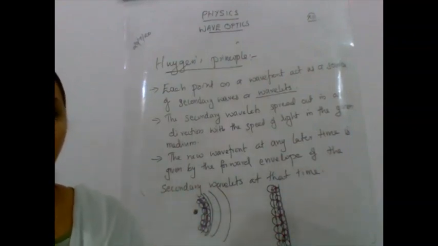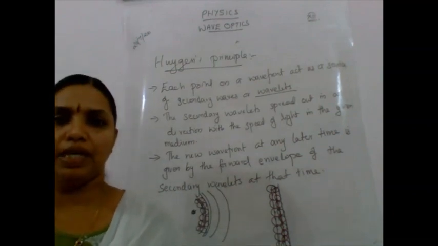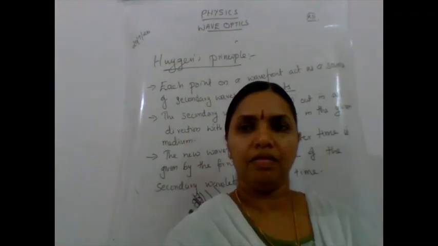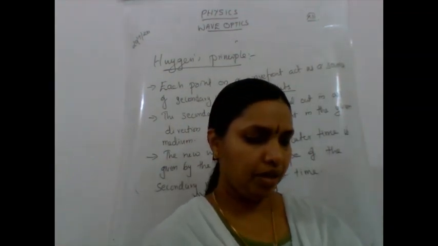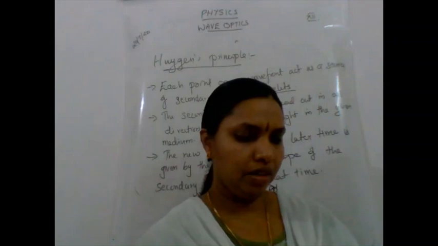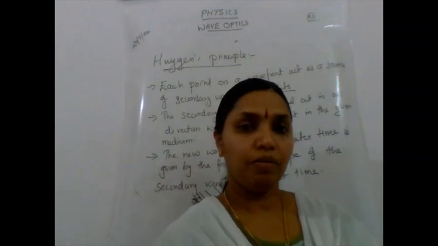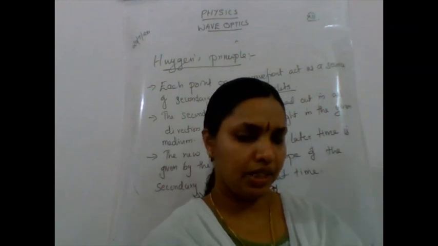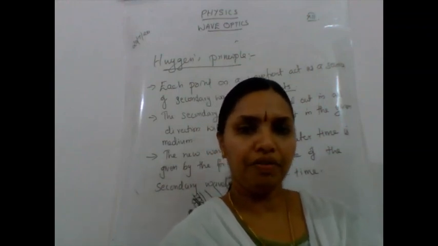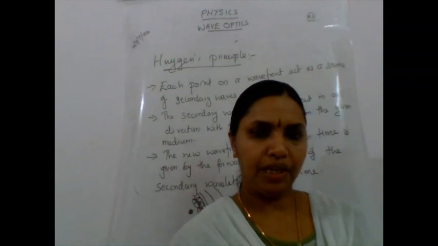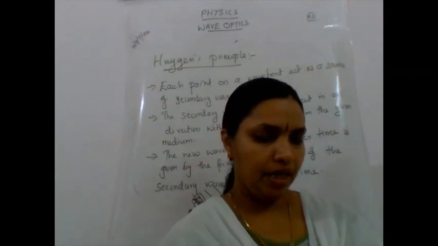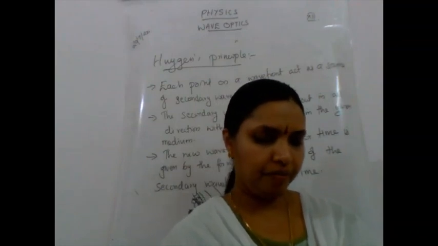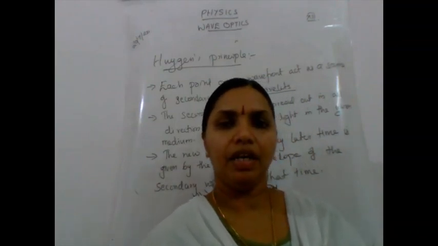Okay, this is a 2-mark question. State and explain Huygens principle. Very important. Write down next question. Explain the Huygens geometrical construction for the propagation of A. Spherical wavefront, B. Plane wavefront. Spherical wavefront and a plane wavefront.